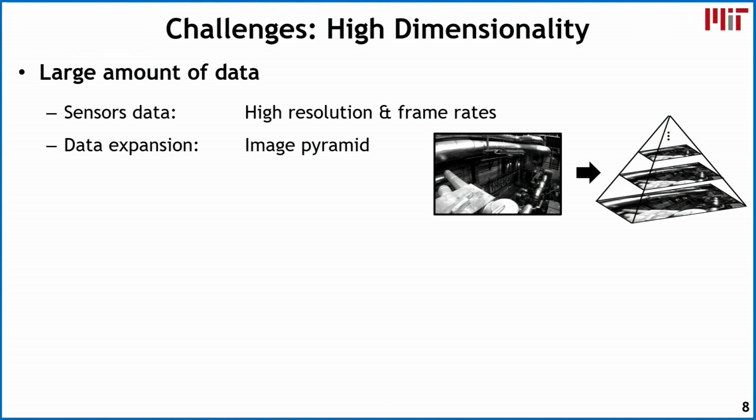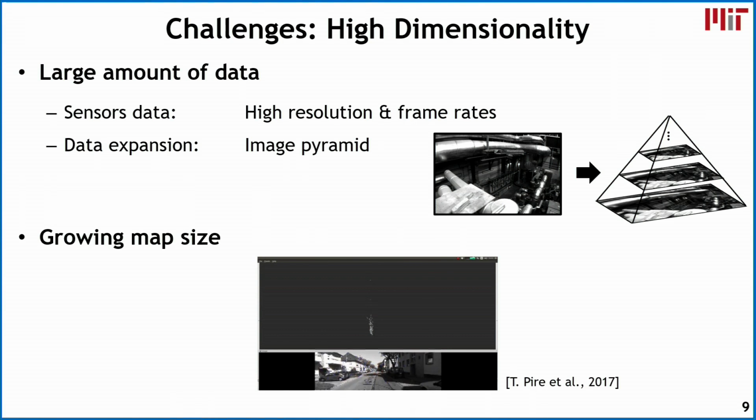But in addition to this very high dimensional data that kind of streams into the chip that you have to process, also in order to see, for example, objects of different sizes, you need to expand this data. So for example, image pyramids are very commonly used in vision applications to detect objects of different scales. In addition to this, if we're doing a mapping operation, this map tends to grow in size over time, and we also have to handle this high dimensional data of the map itself.